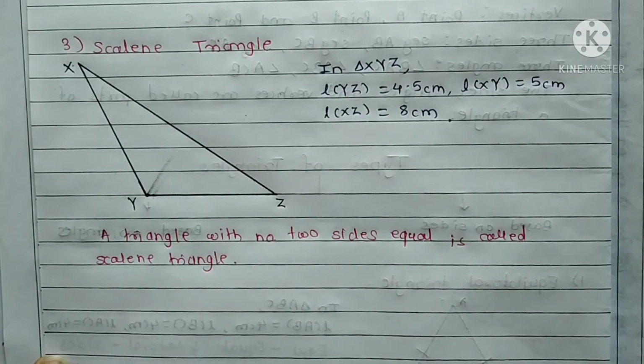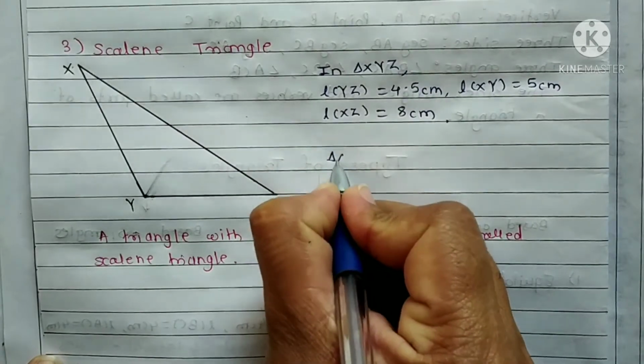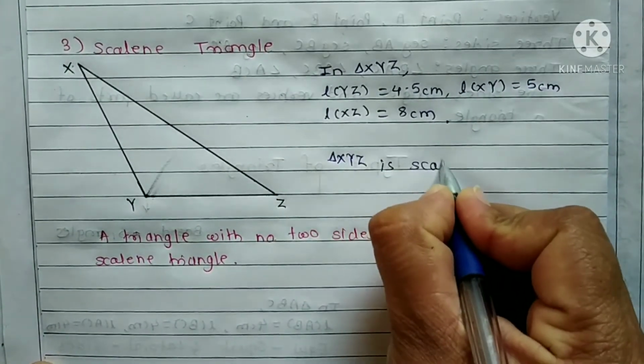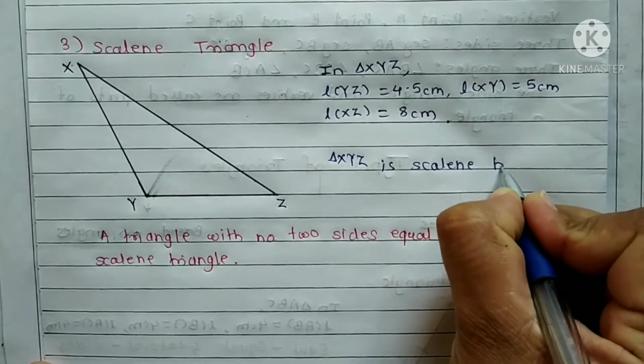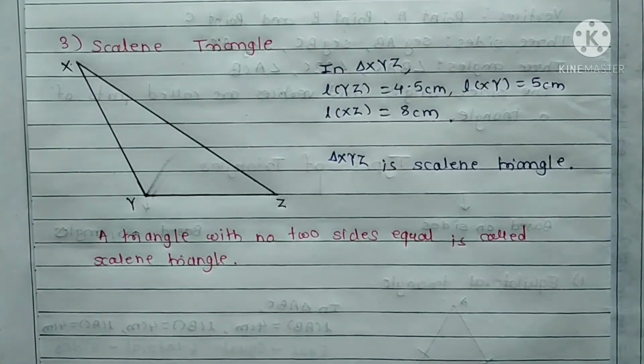Okay, so by this definition we can say that this triangle XYZ is a scalene triangle.